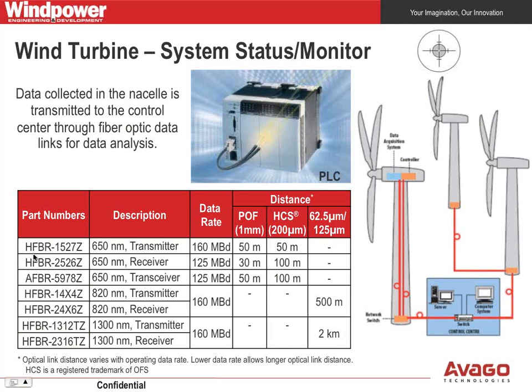the HFBR 15, 26, 25, 26 devices, these are used mainly with plastic optical fiber for limited link distances up to 100 meters. This device, the AFBR 5978, is a fast Ethernet transceiver that can be used over plastic optical fiber. And then the components down here at the bottom, the last four, are glass-based technology that have significantly longer link distances attached to them. So we can actually do much more networking of turbine to turbine to turbine.